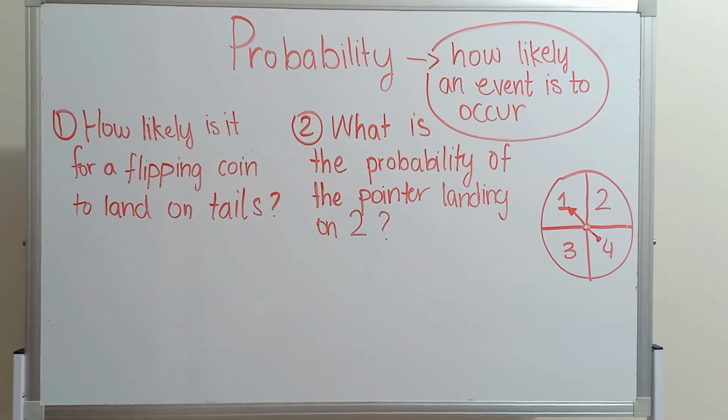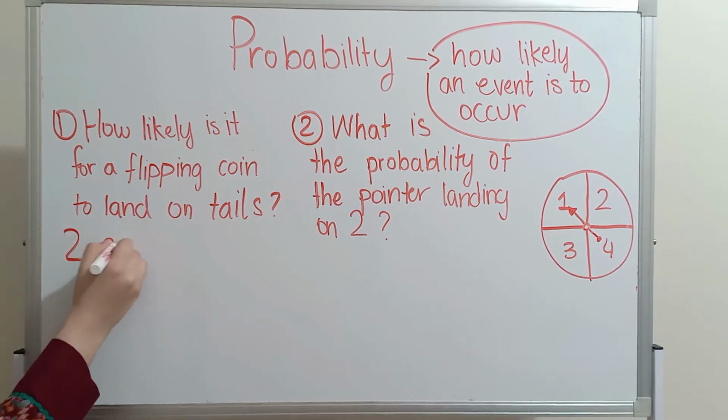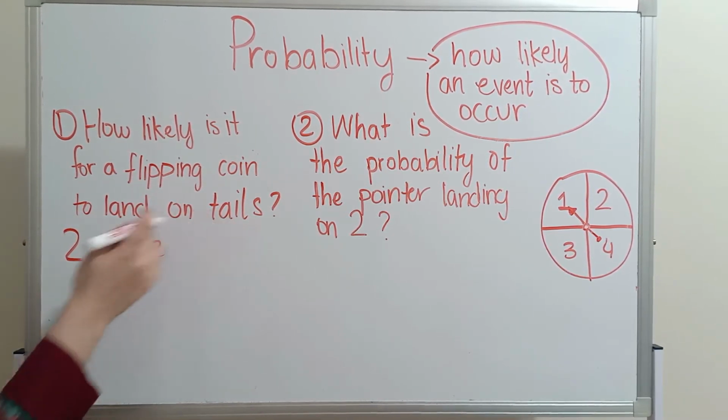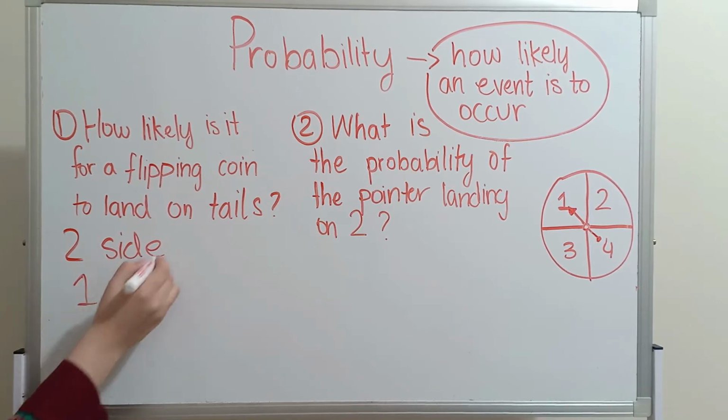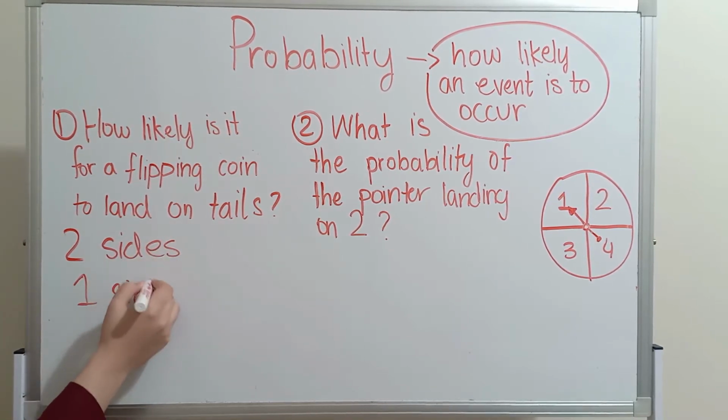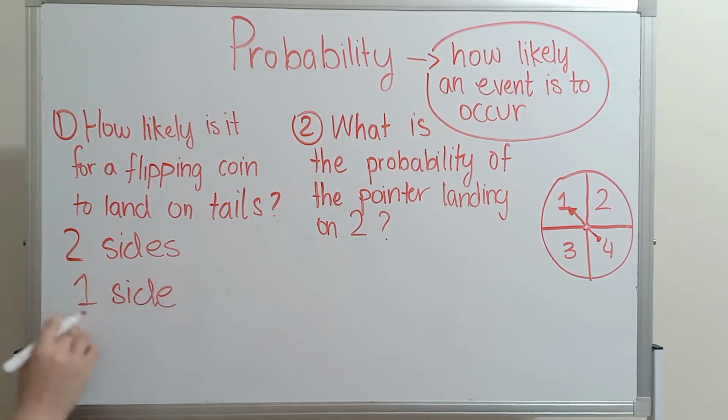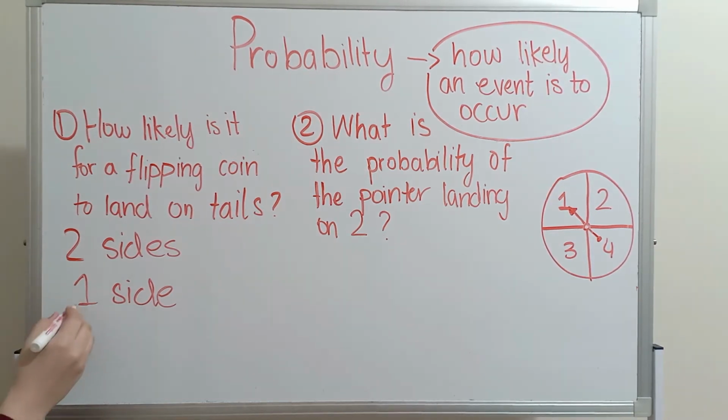The first one is, how likely is it for a flipping coin to land on tails? We know there are two sides of the coin, the head and tail. So there are only two sides, and tails is only one of them. They're asking for the probability of landing on only one side. Since there are two sides and they're asking for only one, we divide it by 2, and this is going to be our answer.